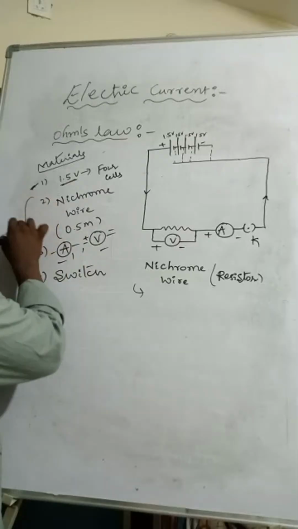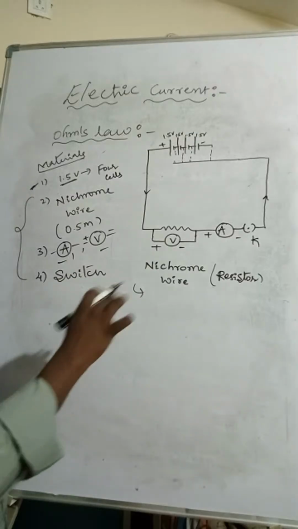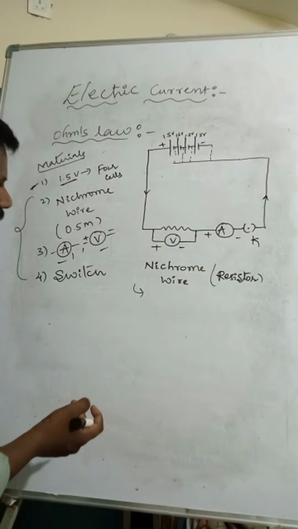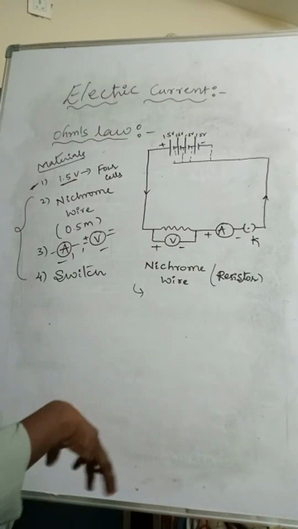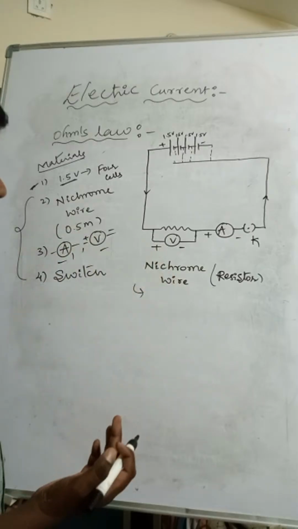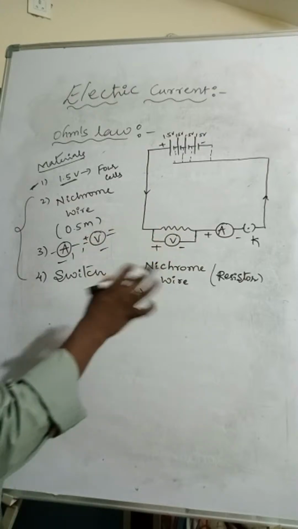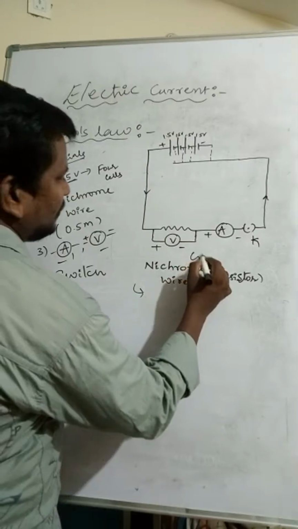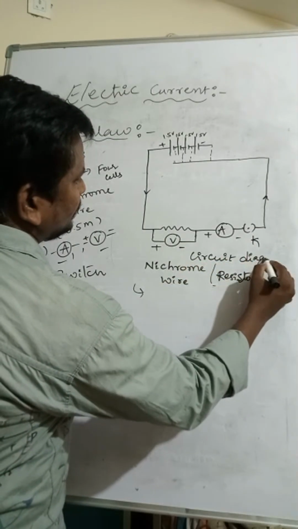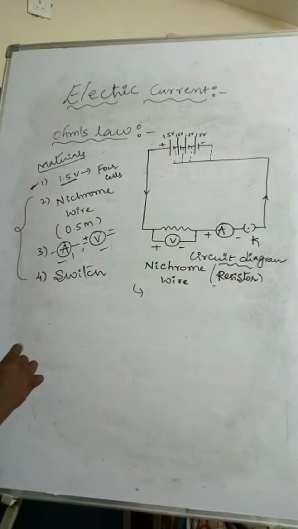The materials required. This is the circuit diagram, the logical connection of electrical components in a series combination. That is called a circuit diagram or a schematic diagram. So this is about the materials required.